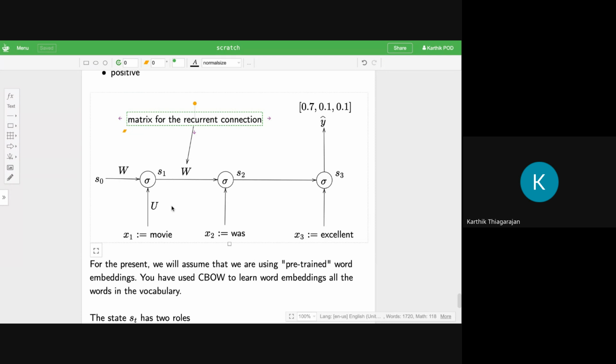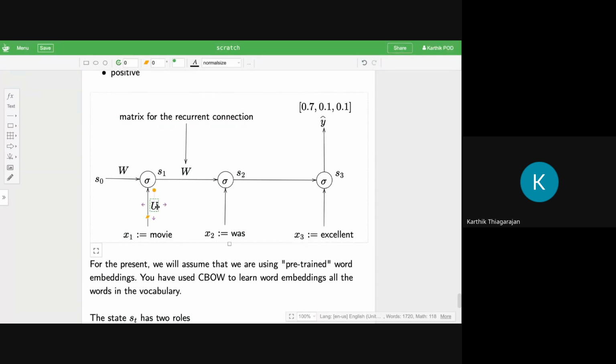So the matrix W connects two consecutive states. What will W learn? It will learn things like what should I save, what information is important, and what part of the context is necessary for the next time step. What should be preserved, what should be destroyed, things like this.